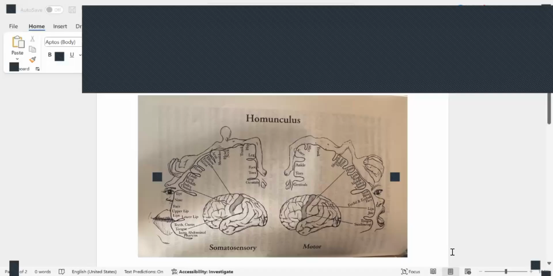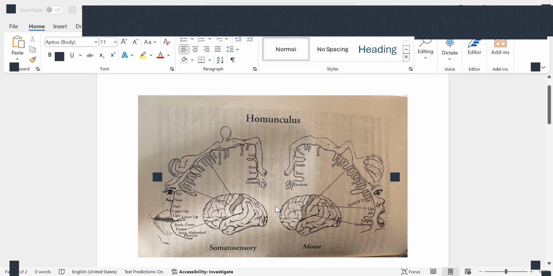So now this is the homunculus, and as you can see here, the various body parts are represented. This is somatosensory on the left hand side and motor on the right hand side. It's not that light, but anyway, you can see the different organs are represented within the brain. This is one area of the brain, and the second area of the brain, the sensory and the motor. Motor is in front, sensory in the back.